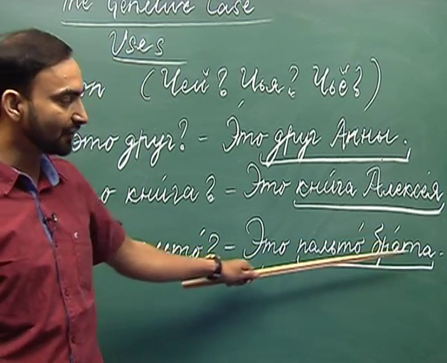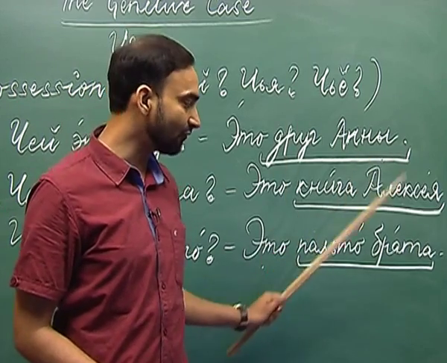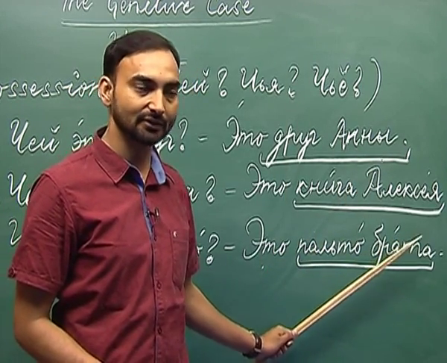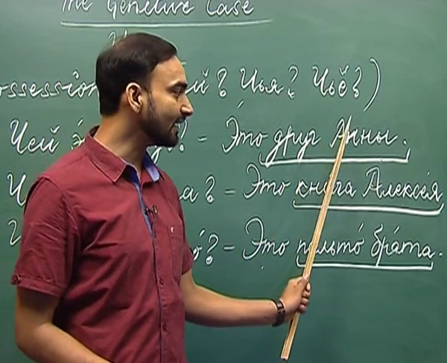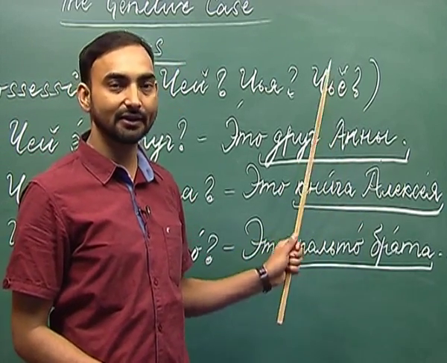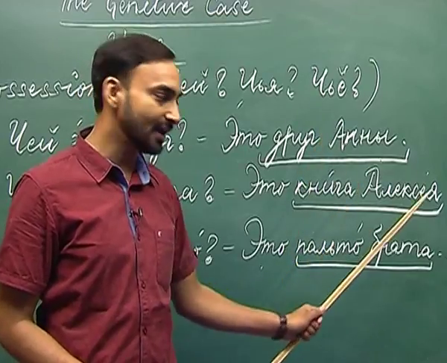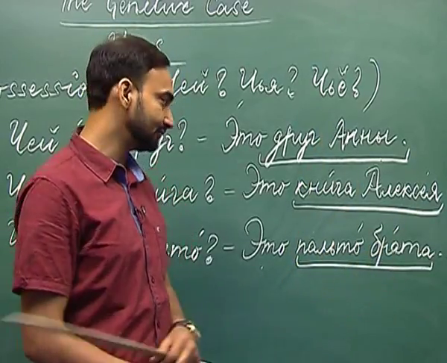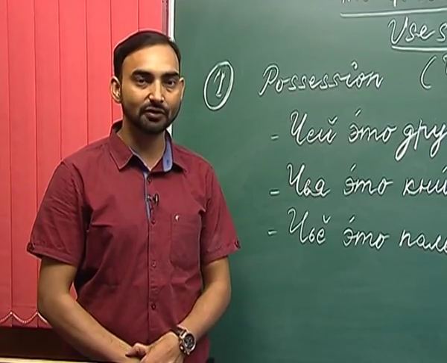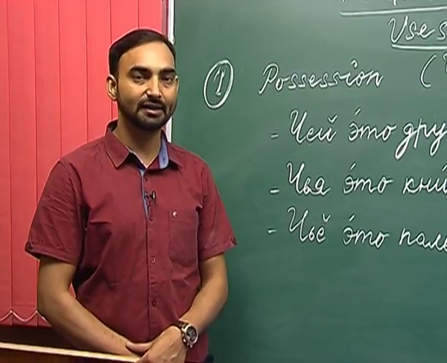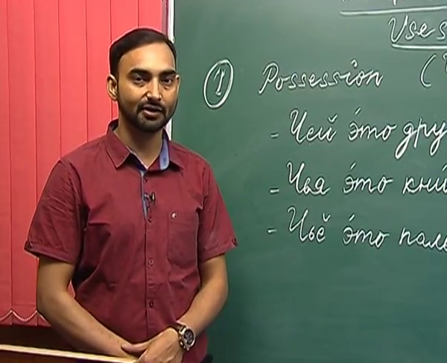So, here again we have used the genitive case form of the noun брат. So, брата, Алексея and Анны, these are genitive case forms of the nouns брат, Алексей and Анна. So, the first use of genitive case is to denote possession. Let us move on to the second use of the possessive case or the genitive case.